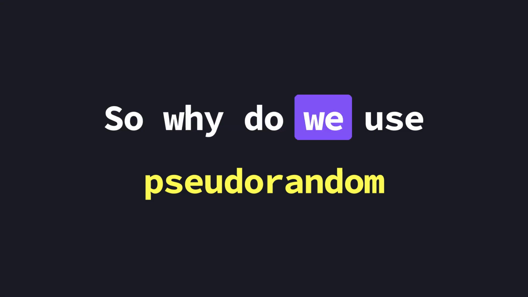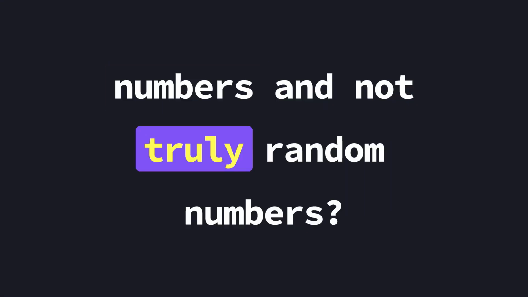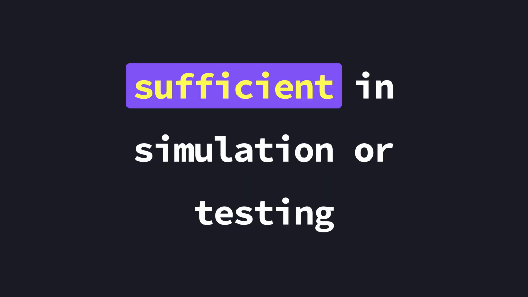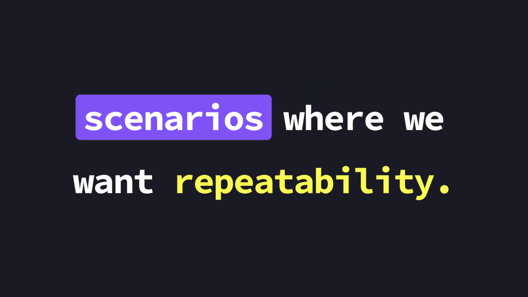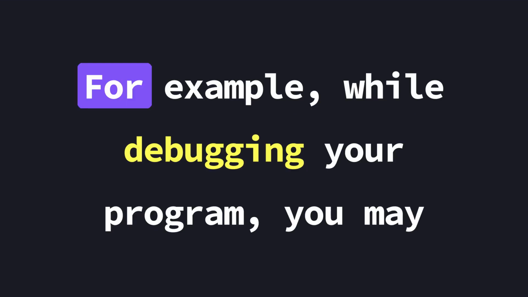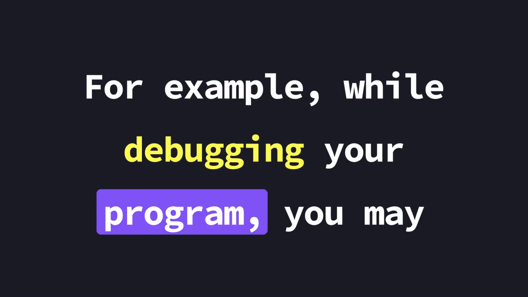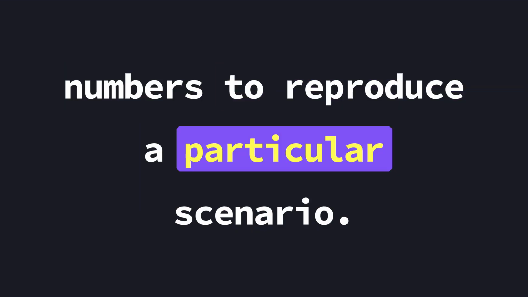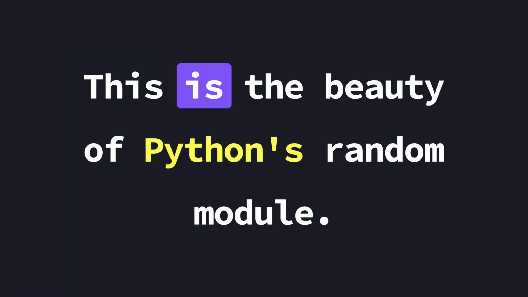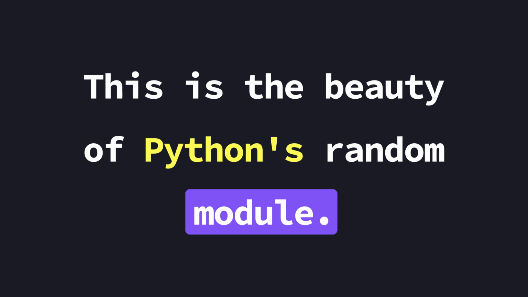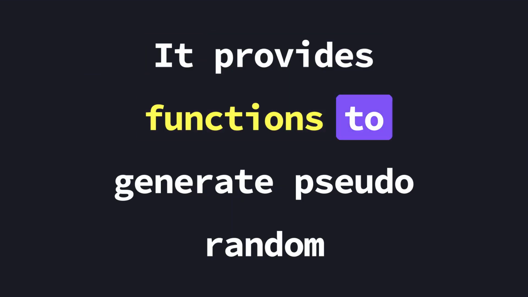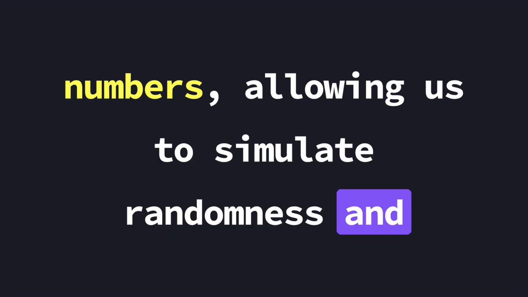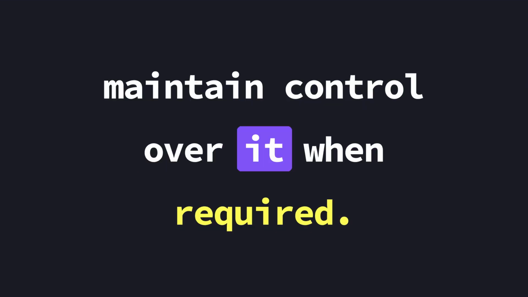So, why do we use pseudo-random numbers and not truly random numbers? Well, pseudo-random numbers are often sufficient in simulation or testing scenarios where we want repeatability. For example, while debugging your program, you may want to generate the same sequence of random numbers to reproduce a particular scenario. This is the beauty of Python's random module. It provides functions to generate pseudo-random numbers, allowing us to simulate randomness and maintain control over it when required.